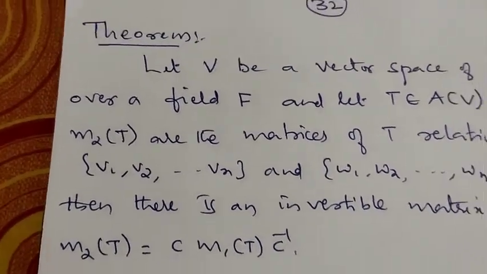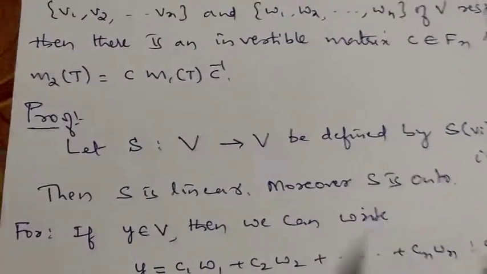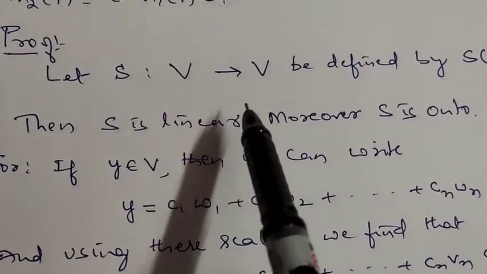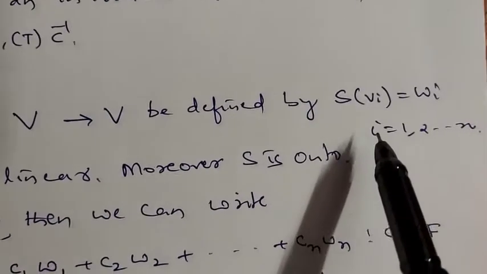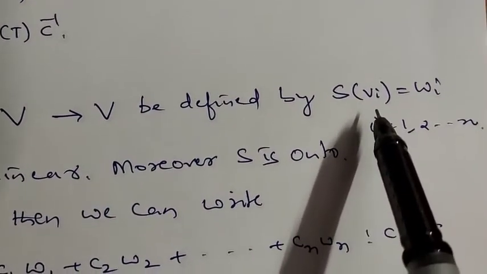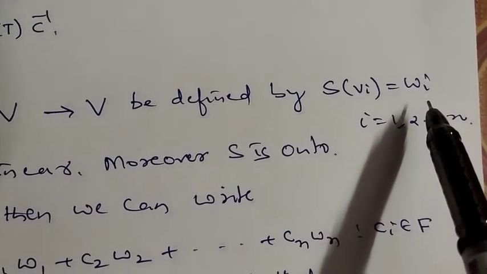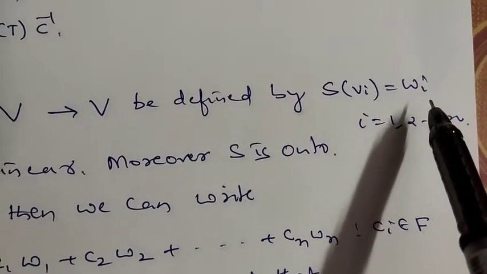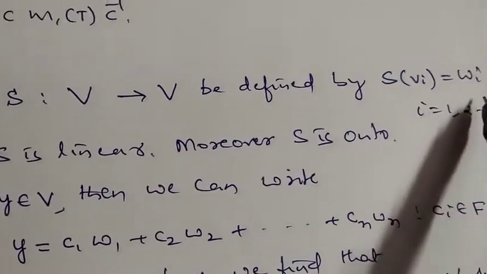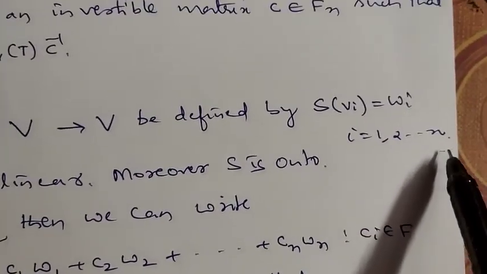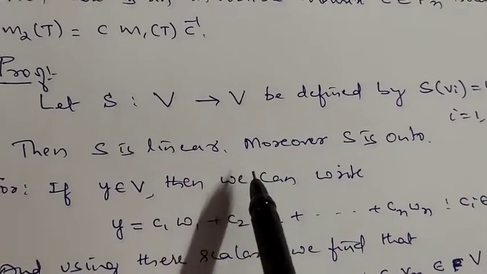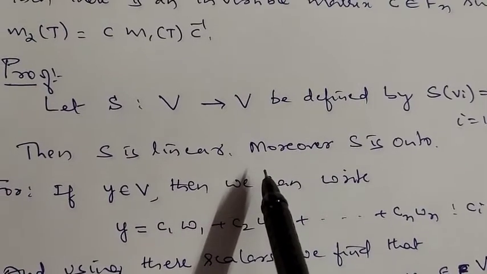So let us prove this. For this I will define a linear transformation S from V to V by S of Vi equals Wi. So S carries every basis vector Vi to the basis element Wi, where i takes values from 1 to n. Then certainly we can see that S is a linear transformation, or S is linear.